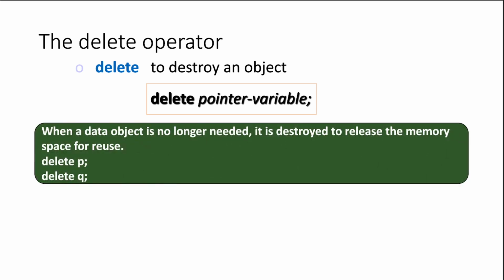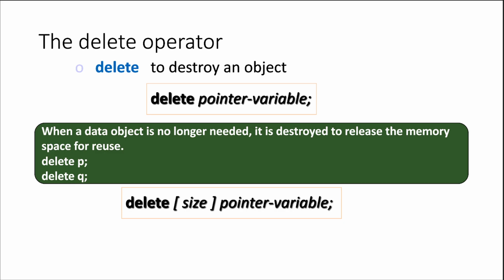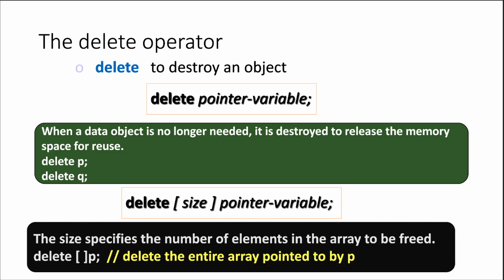Examples are shown here: delete P, delete Q. Whenever a data object is no longer required, you can destroy it so that the memory can be released for reuse. You're giving back the memory to the operating system so that the OS can reallocate it whenever required. Delete with a size and pointer variable is for an array. Size specifies the number of elements in the array to be freed. With delete star P, if you don't specify the size, the entire array will be deleted. Clear?